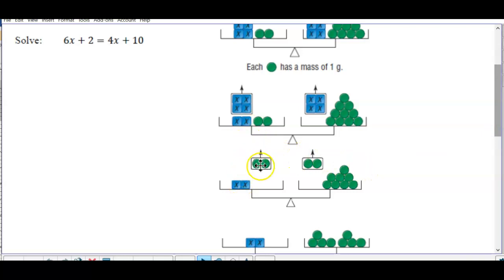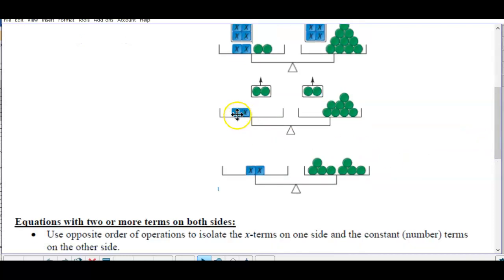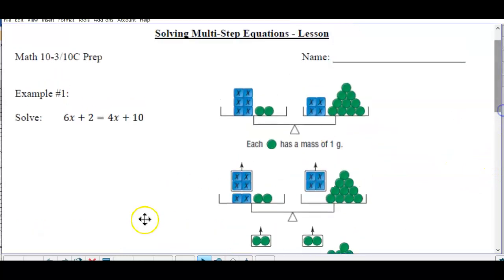We're left with 2x plus the 2 greens there, and then the 10 greens on the right. Then we need to get rid of the greens on the left, so we need to subtract the 2 off the left, which means we have to subtract 2 from the right. And then from there, that means each x has to equal half of the group of greens. So we want to divide that group of greens into 2 equal groups, and that would be that each x equals 4.